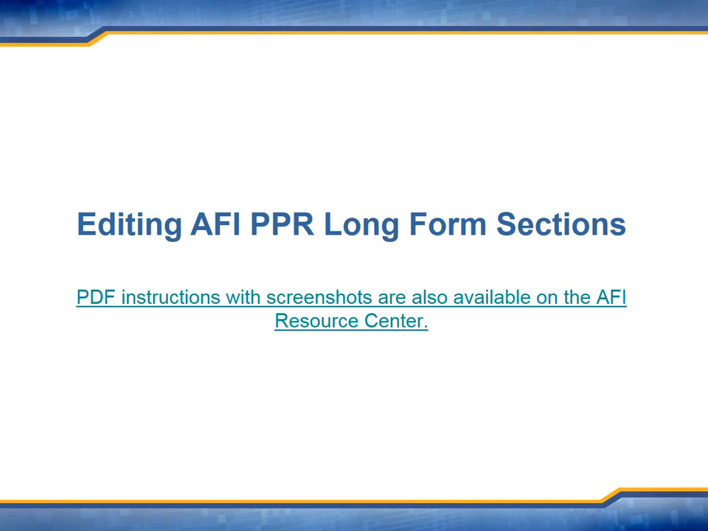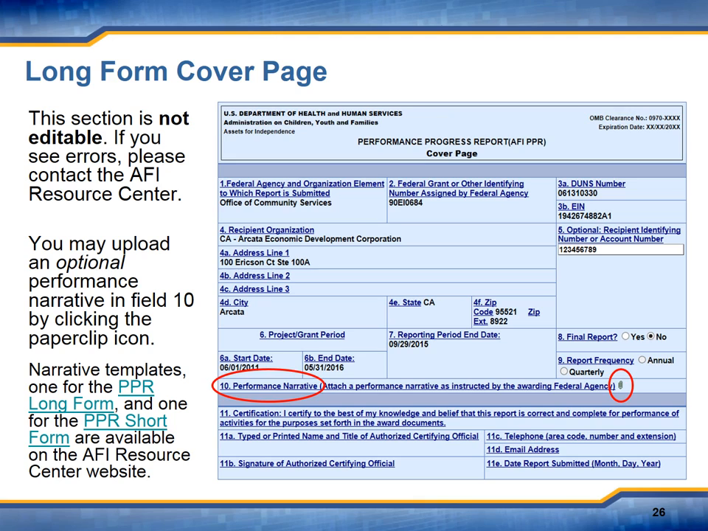These instructions, with screenshots, are also available in a PDF on the AFI Resource Center website. The first section of the report is the long form cover page. Per government standards, this section is not editable. If you see errors, please contact the AFI Resource Center. You may upload an optional performance narrative in Field 10 by clicking the paperclip icon. Narrative templates, one for the PPR long form and one for the PPR short form, are available on the AFI Resource Center website. AFI grantees may use these templates to clarify their AFI PPR data.